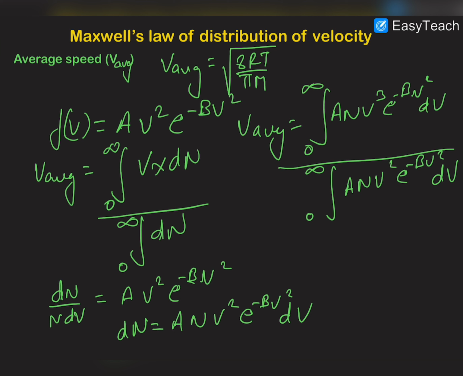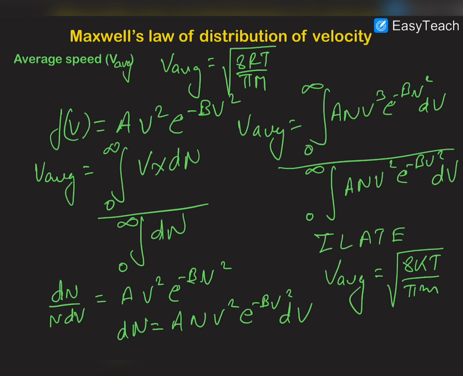See, this integration would be a difficult one. In fact, it would be done by the integration by parts method, and it might be possible that you might face a situation where you have to substitute the values of v square also in terms of some other variable. So it is a lengthier process, so I am skipping that. So v average, directly I can write it down, will be under root 8kT by pi m.